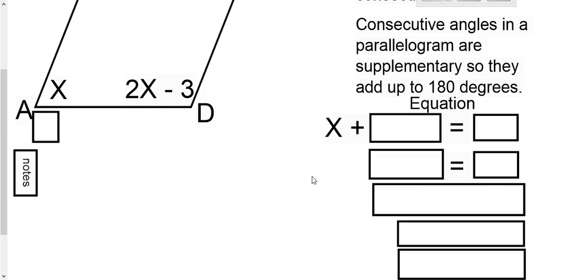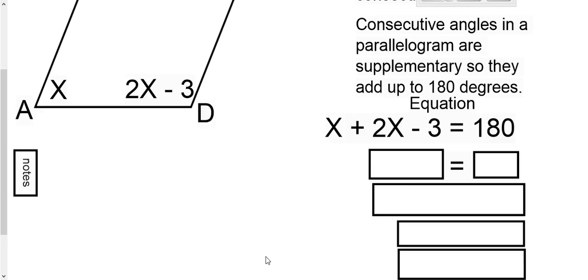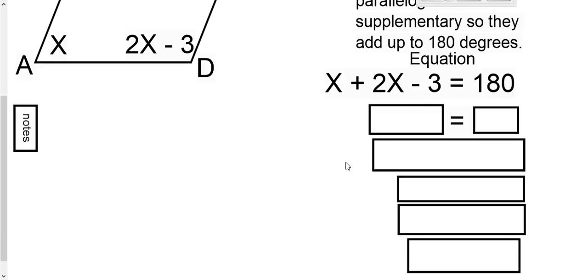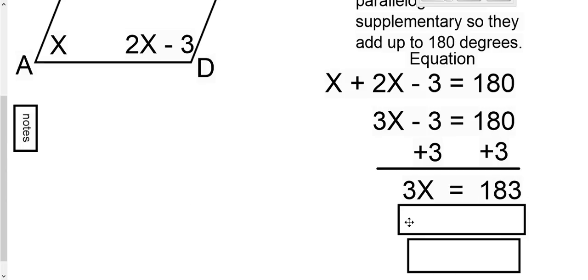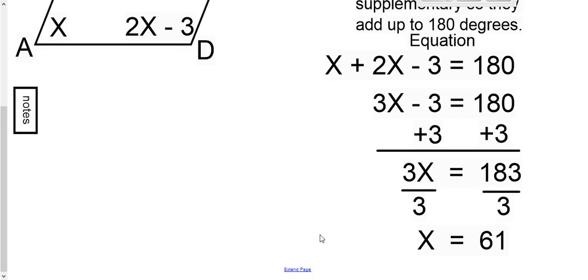That angle A, which is X, and the measure of angle D, which is 2X minus 3. We add them up, it's going to equal 180. And we go ahead and do our algebra to solve it. Combine the like terms there. X plus 2X is 3X. And then we'll go ahead and get rid of this subtraction first with addition, and then get rid of the multiplication with division, and we end up with 61. X equals 61.